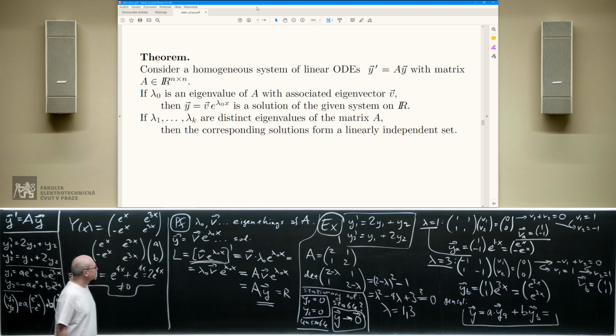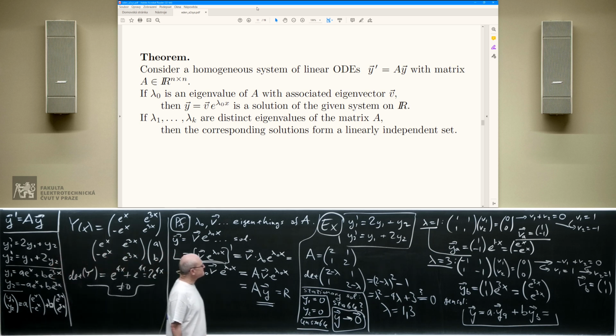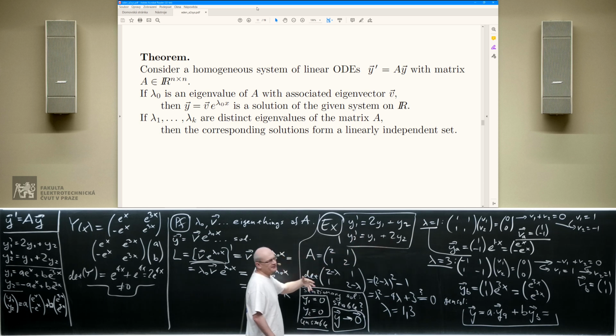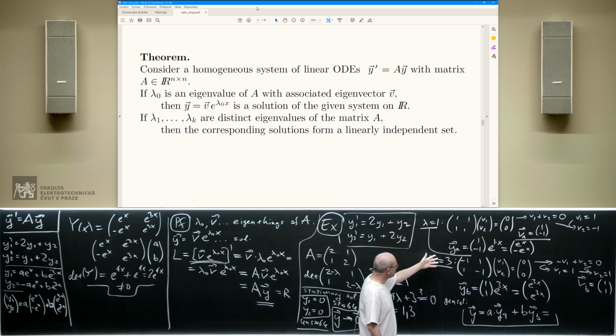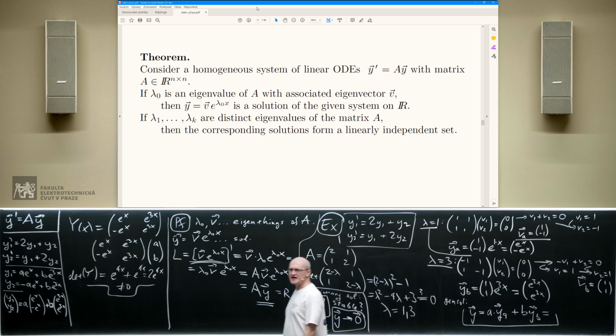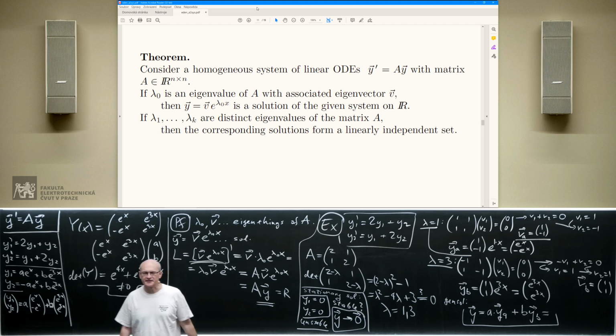Let's go back to our situation. Somebody gives us a system, we find the matrix, or well, find, that's a big word. We try to find the matrix of the system, find the eigenvalues, and if we get lucky, what does it mean getting lucky? If they are real and distinct, then we get our fundamental system. So let's ask, what happens if we are not that lucky?